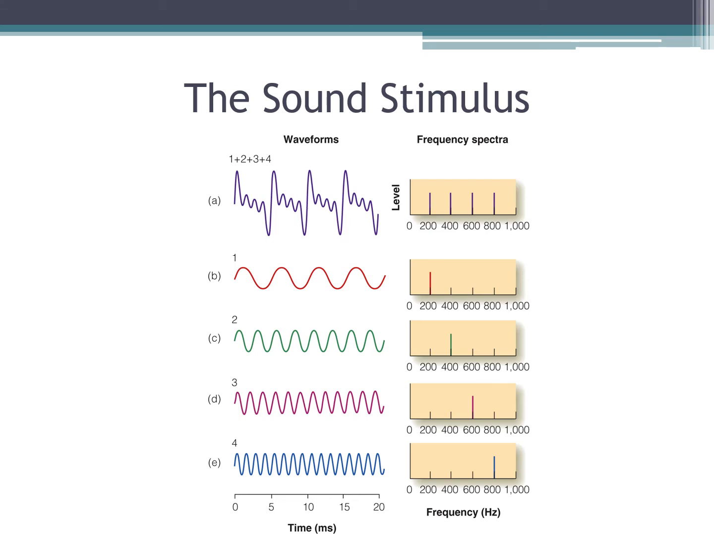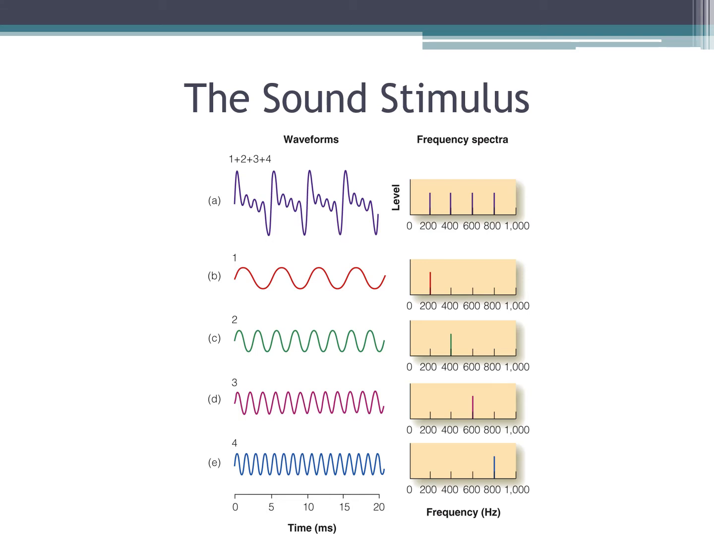And those are being put together for that complex waveform that we see in A. That is including 200, 400, 600, and 800 hertz. And you can see that these are all multiples of 200 hertz: 200 times 2, 200 times 3, 200 times 4.